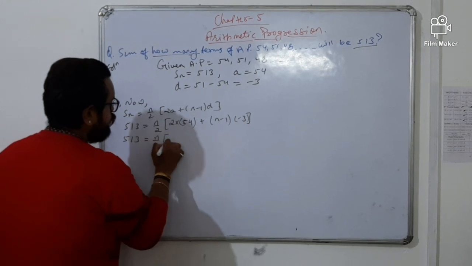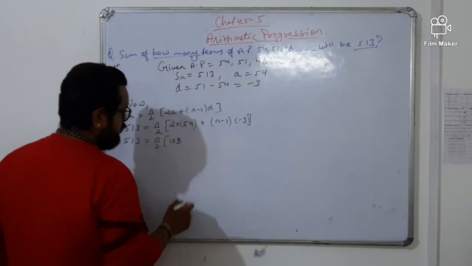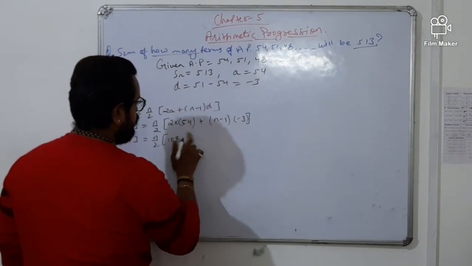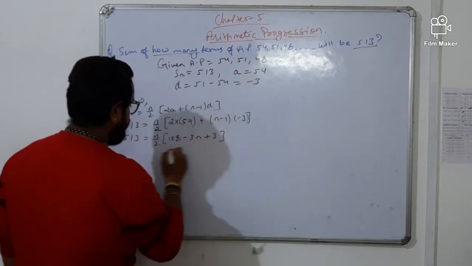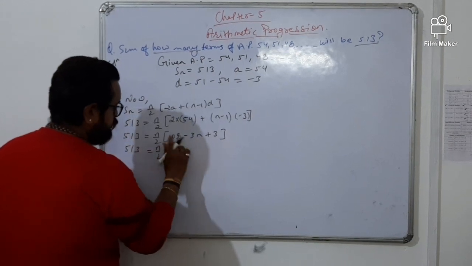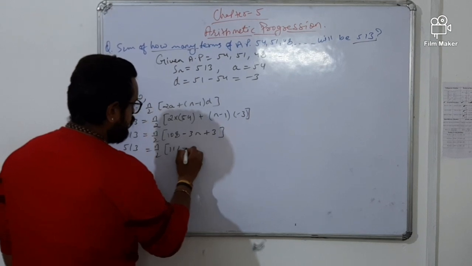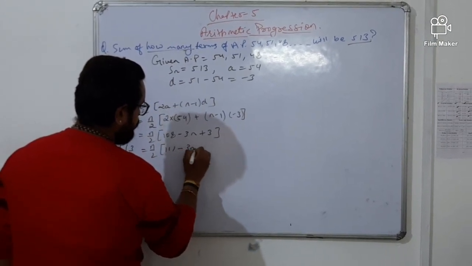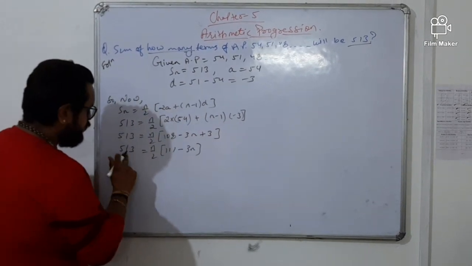513 equals n by 2. Now 54 2s are 108, plus n into minus 3 will be minus 3n, and minus 3 into minus 1 will be plus 3. So 513 equals n by 2, this will become 108 plus 3 means 111, minus 3n.